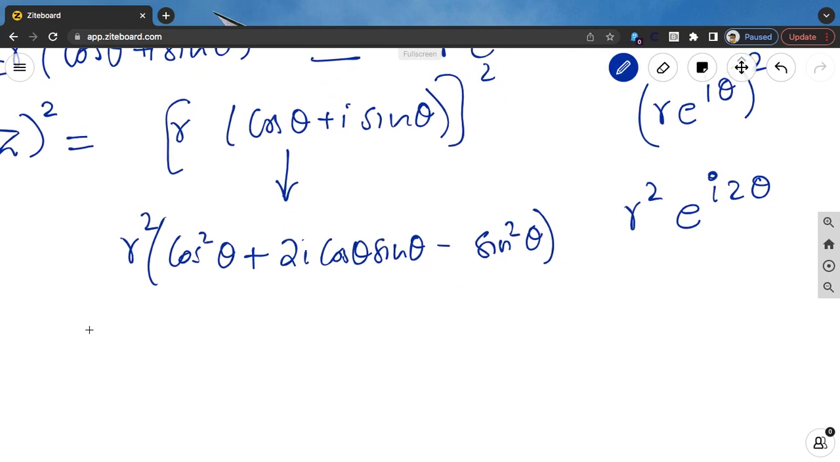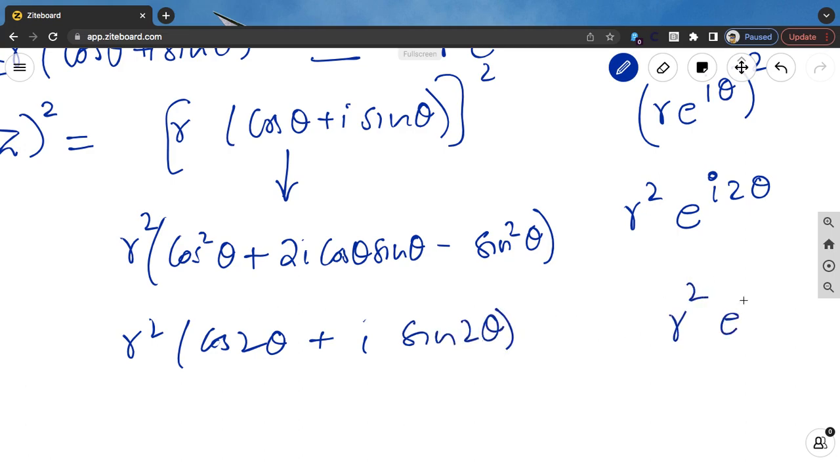Okay, cos square theta minus sin square theta is cos 2 theta and 2 sin theta cos theta is sin 2 theta. So these two are still the same. Look at this: this is e raised to i 2 theta and this is cos 2 theta plus i sin 2 theta. So the polar form and the Euler's form are still the same. So when I raised it to a power, what happened? The modulus got multiplied and the angles got incremented by that same amount.